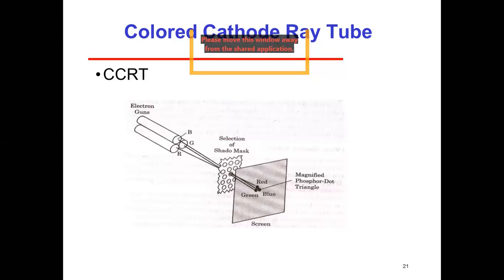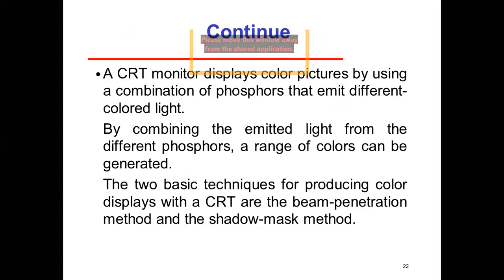So after the CRT, again we were using CRT. A CRT monitor displays color pictures by using a combination of phosphors that emit different colors. And again, there are two basic techniques for producing color displays with a CRT: one is called beam penetration, another is called the shadow mask method. With the help of beam penetration or shadow mask, we are going to produce the color displays. So these are the two techniques which we were using at that time after the CRT.